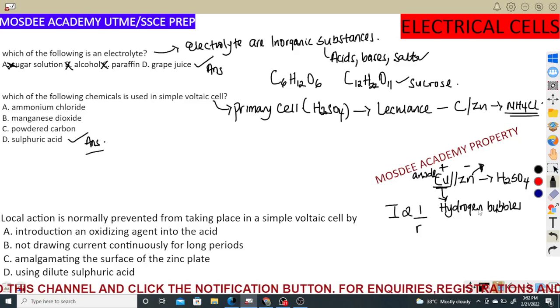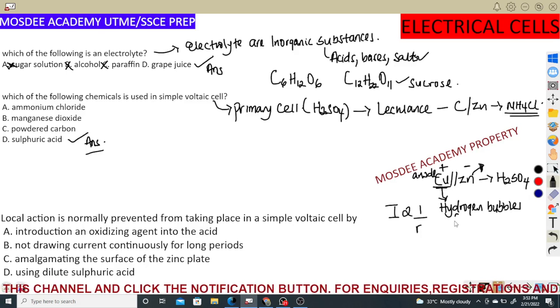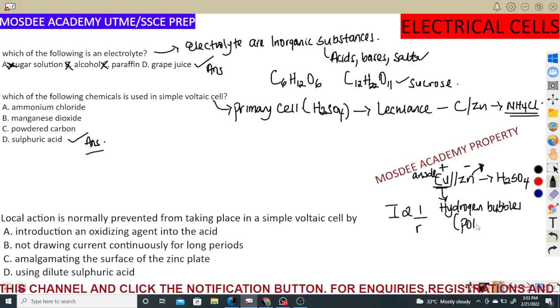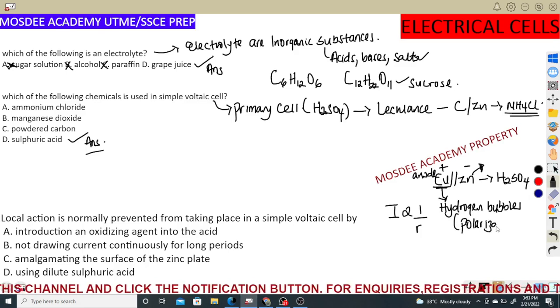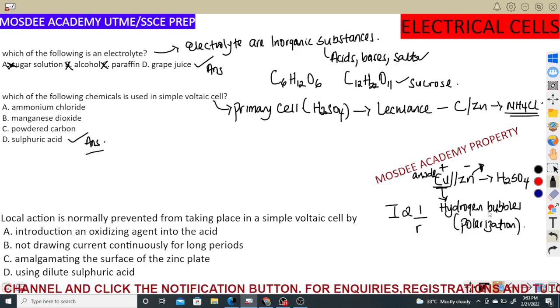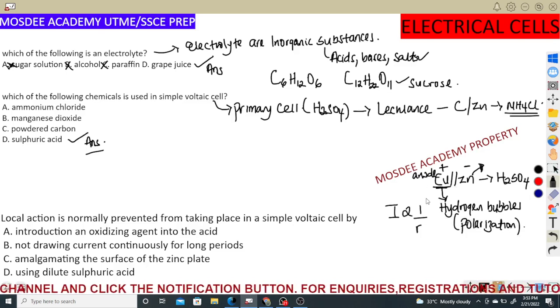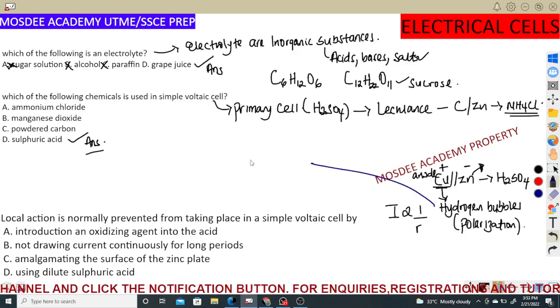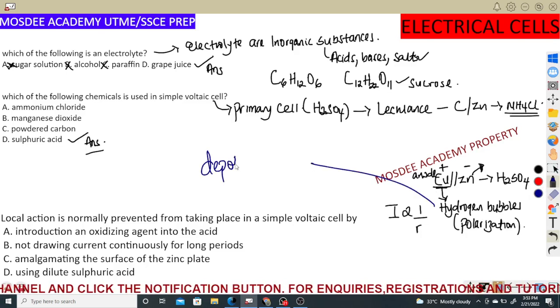Now, when there are too many hydrogen bubbles at this compartment, we call the process polarization of the cell. This is different from the polarization of waves we have discussed under the waves and oscillation chapter. Let it be known, polarization of a cell is caused by hydrogen bubbles at the anode compartment of your cell. It can simply be reduced by using what we call a depolarizer.